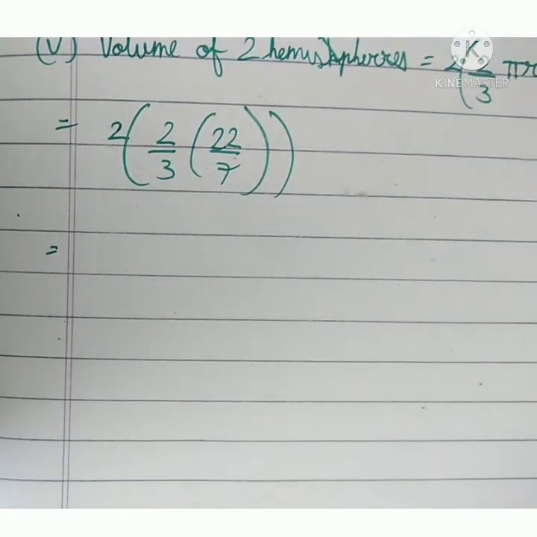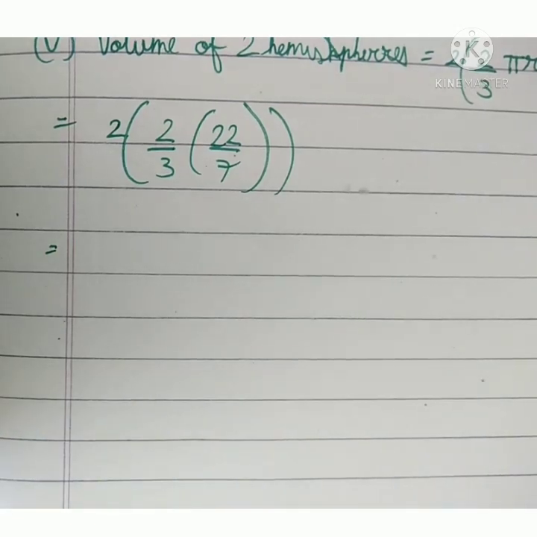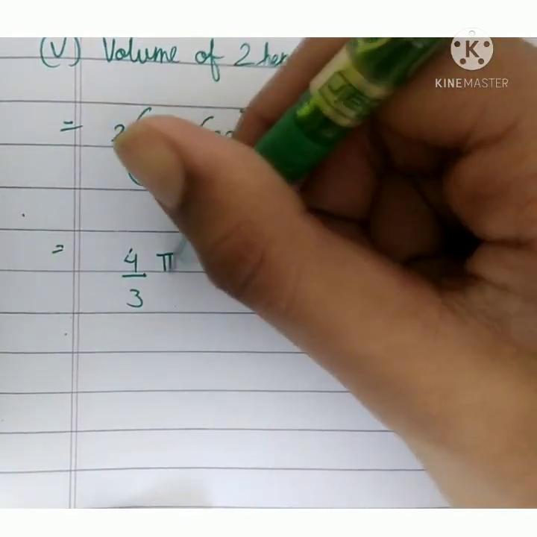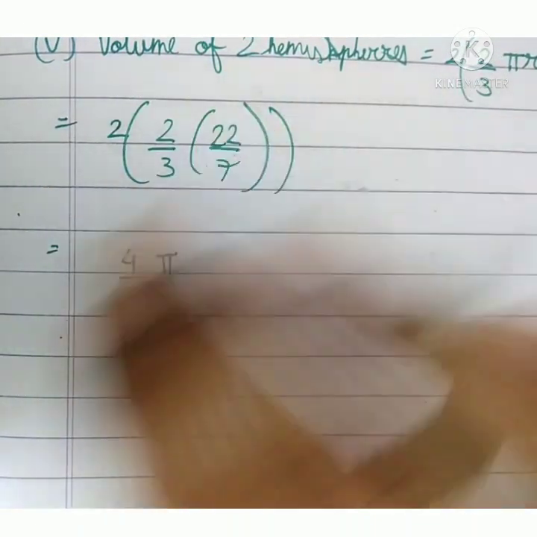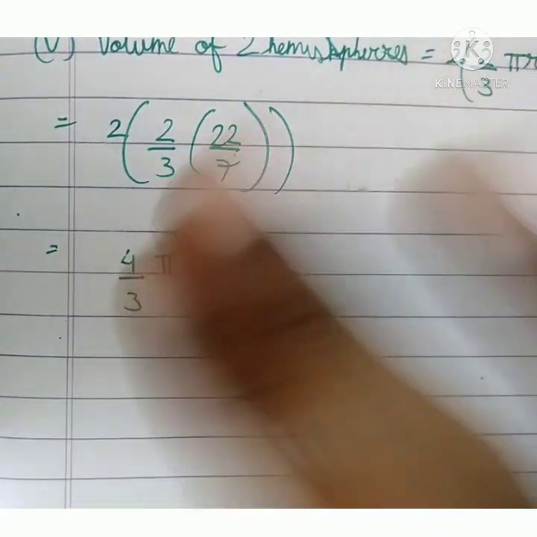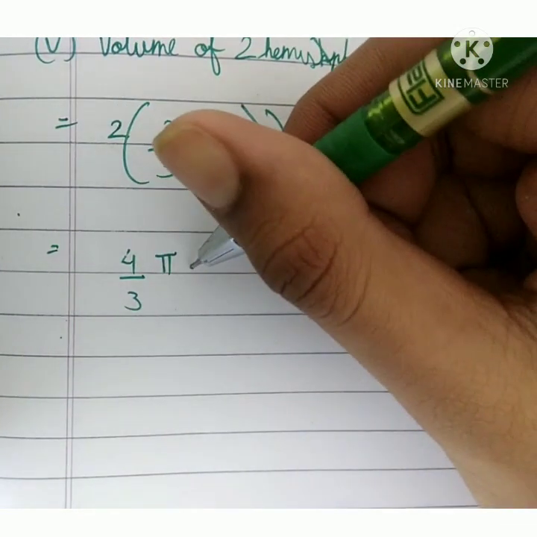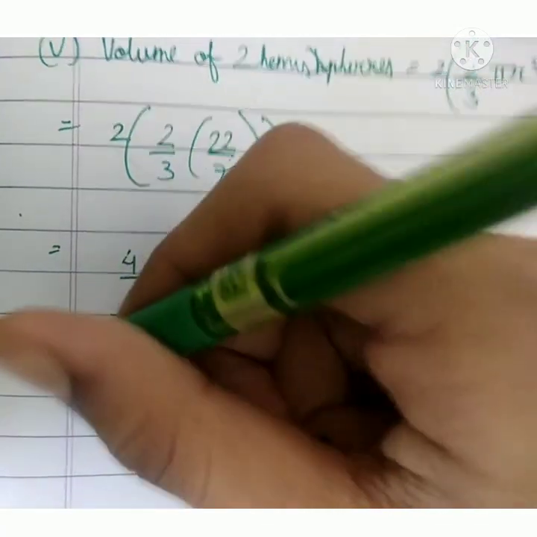Literally, there is nothing that can be cut easily. So what can you do? The simplest way is that we write this as 4 by 3 pi only. Why am I taking this as pi? Because I know that the volume of the sphere will also come in terms of pi only, so it will be easy to add, and there is nothing that can possibly get cut. So let's write it like this only. This is the volume of two hemispheres.